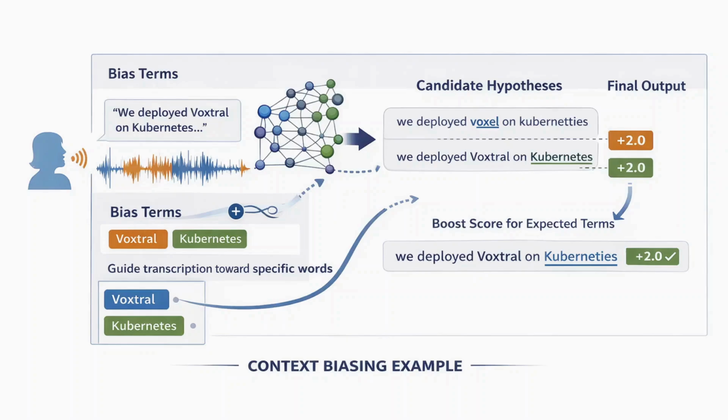Voxtral Transcribe 2 supports context biasing, the ability to guide transcriptions towards specific words or phrases. You can provide up to 100 biased terms such as names, product terminology, or domain-specific vocabulary that standard speech models often misrecognize. This is particularly useful for proper nouns and technical language where ambiguity is common. This diagram shows how context biasing guides a speech-to-text model towards correct domain vocabulary during decoding. The key idea is that the model considers many possible word sequences, and biasing increases the probability of sequences containing the expected terms.